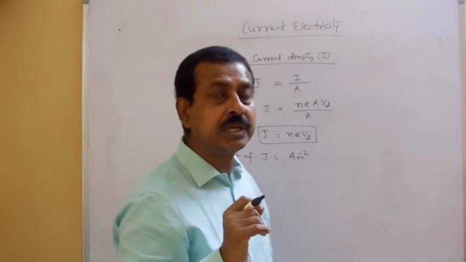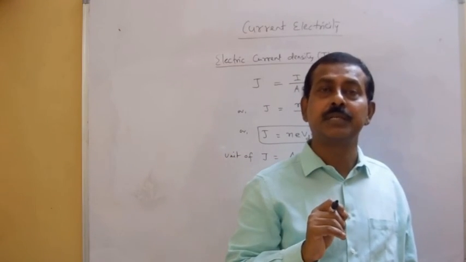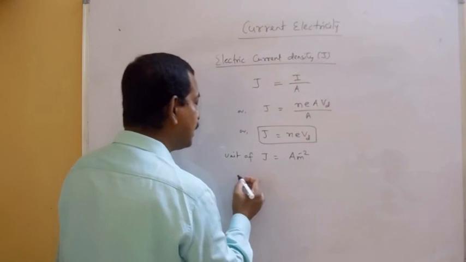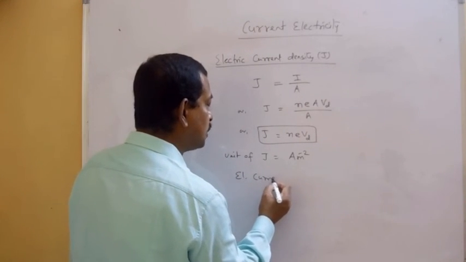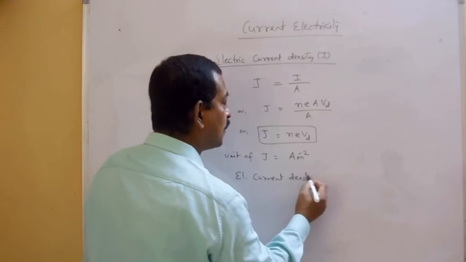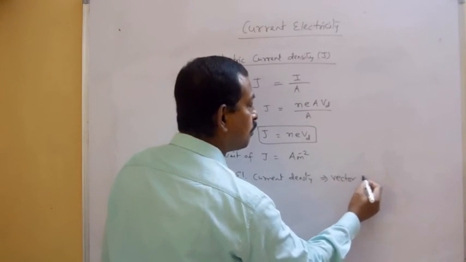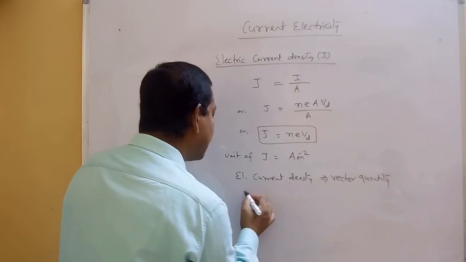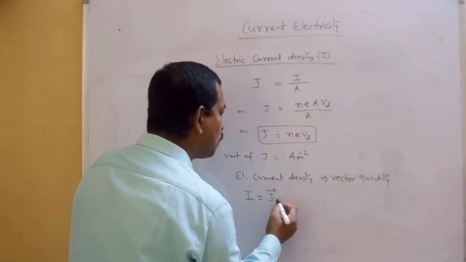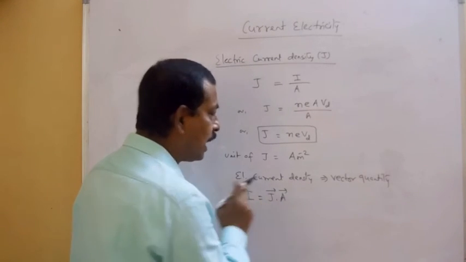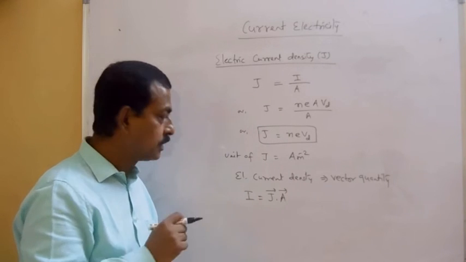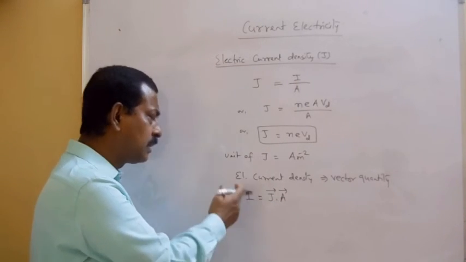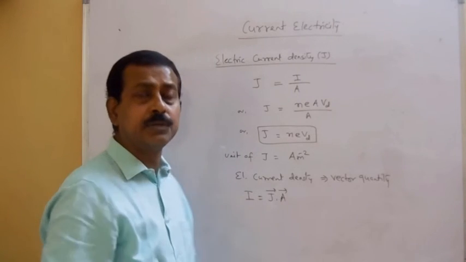And do remember one more thing: electric current is a scalar quantity, but electric current density is a vector quantity. You'll also find that electric current can be written as the dot product of electric current density and vector area. Electric current is the scalar product of electric current density and vector area. That is why you can also say that electric current should be a scalar quantity.